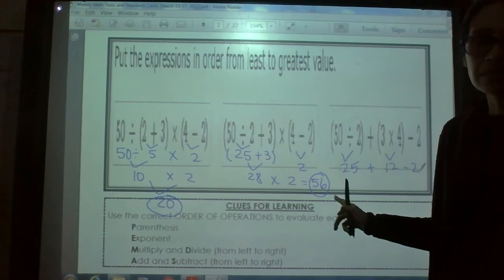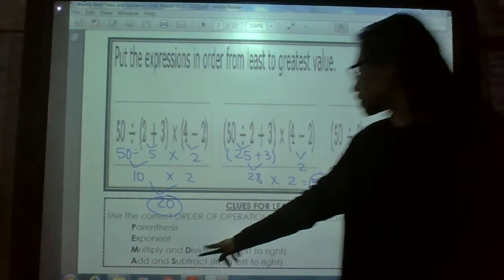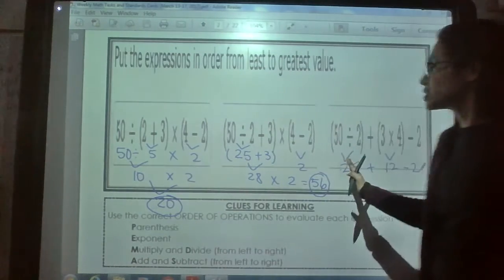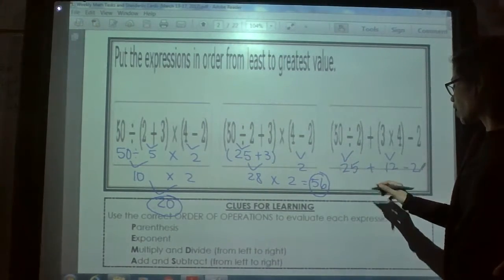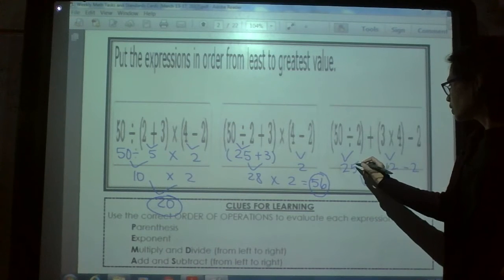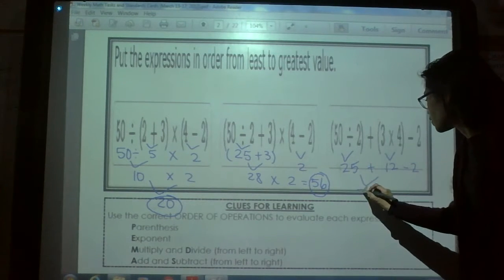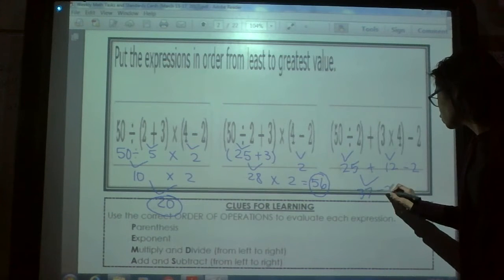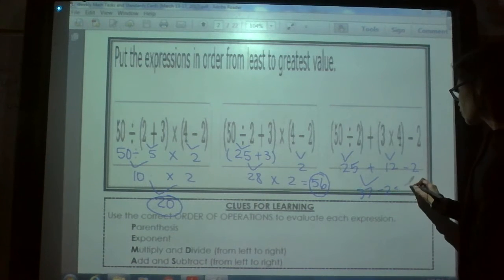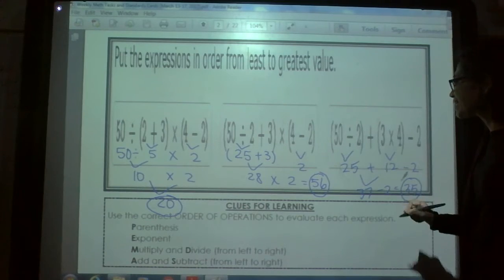What do we do next? We're going to add and subtract, look, in order from left to right. So we see this first. So 25 plus 12 is what? Now you can do it mentally or you can write it vertically. That is 37. And then minus 2, which equals what? 35. Bam.